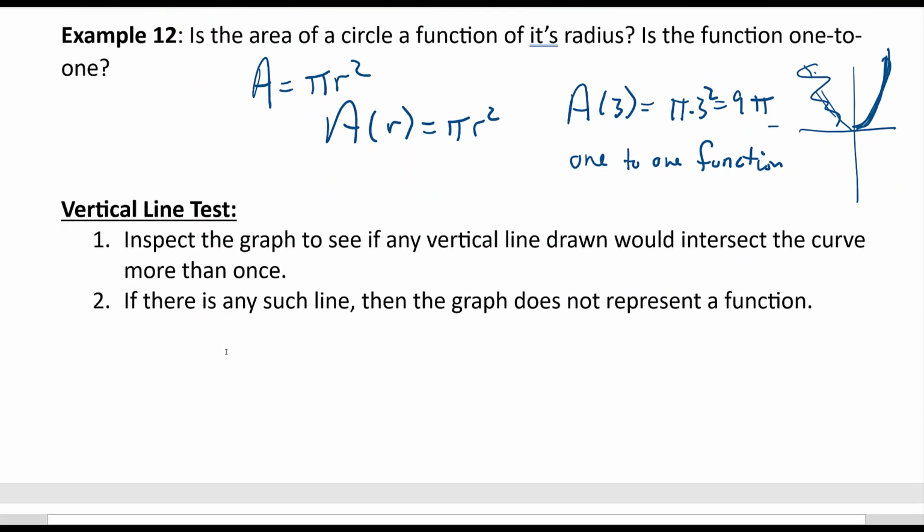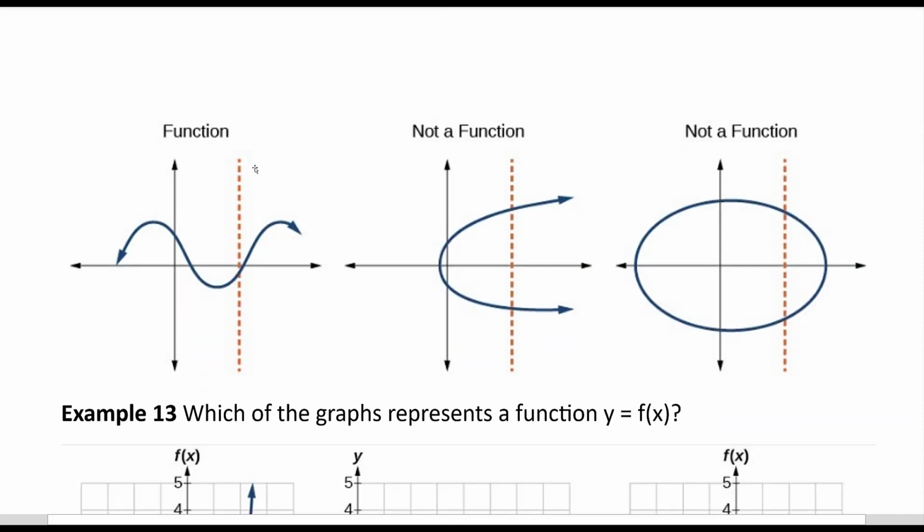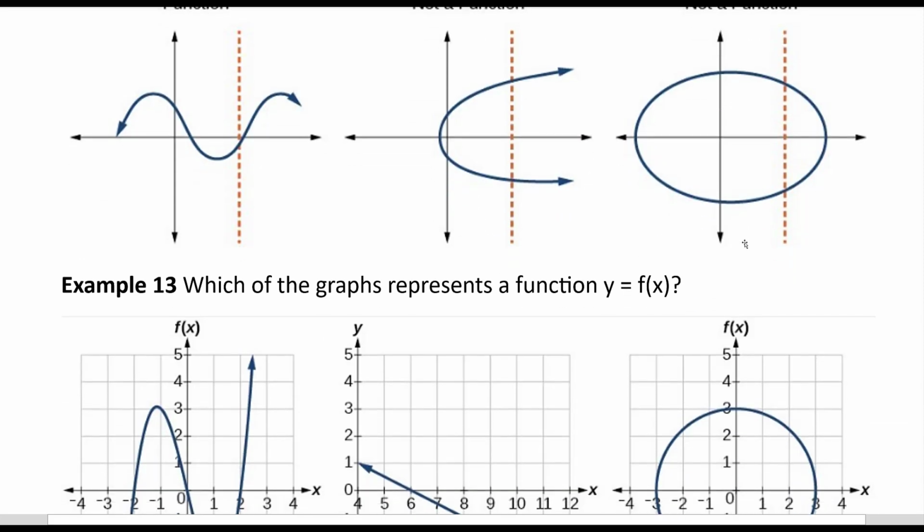Now there's something called the vertical line test, which is a tool we use to determine if a relation is a function. So you inspect the graph to see if any vertical line drawn would intersect the curve more than once. If there is such a line, then the graph does not represent a function. So here are some examples. This one, the line hits it once, so that is a function. In this graph, the line hits it more than once. It's not a function. And in the third oval here, it obviously hits more than once, so it's not a function. Or it could be an ellipse, by the way.